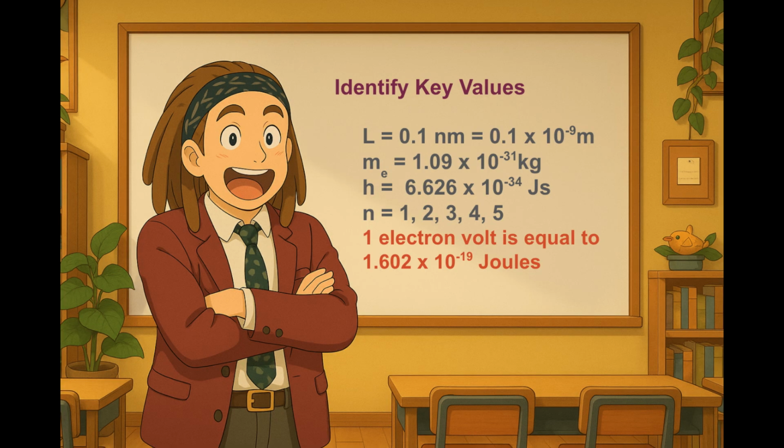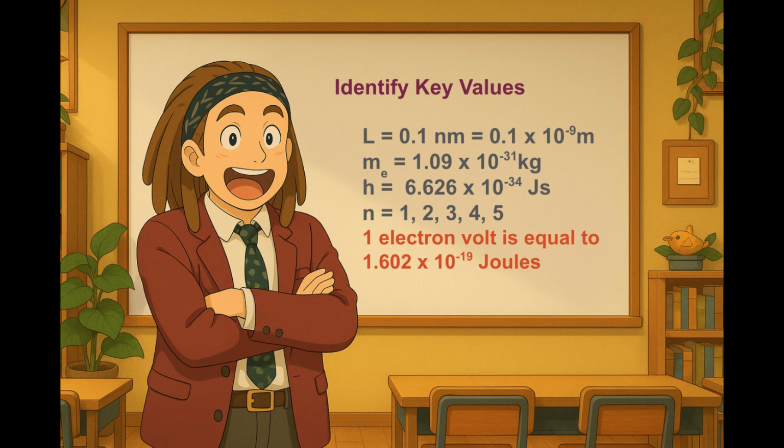Step 2. Key variables and constants. To solve this, we need a few key pieces of information. L, the length of our box, given as 0.1 nanometers. Remember, a nanometer is 1/1000th of a millionth of a meter. So L equals 0.1 times 10 to the negative 9 meters, or 1 times 10 to the negative 10 meters.